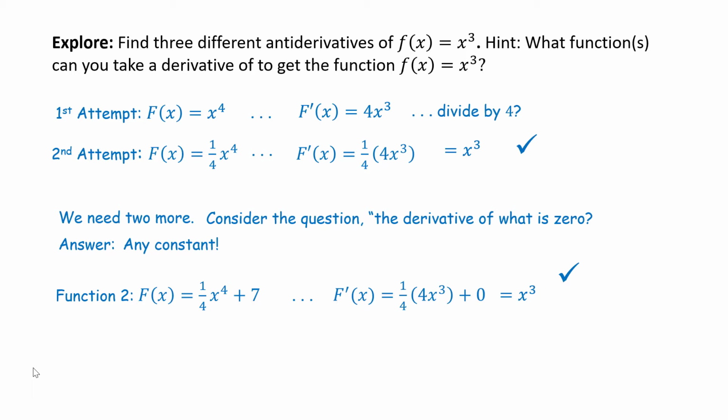Let's go back to the derivative of what is 0. We answered any constant. So we'll let the third function, F of x, equal 1/4 x to the fourth plus c, where c is any constant. Then when we take the derivative, capital F prime of x is equal to 1/4 times the derivative of x to the fourth, which is 4x cubed, plus the derivative of any constant, which is 0, which gives us our desired x cubed. This process of adding 1 to the power of x and dividing by that number, I wonder if it generalizes.